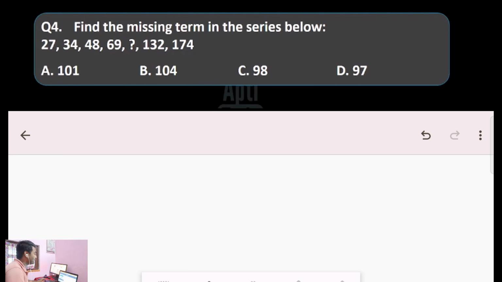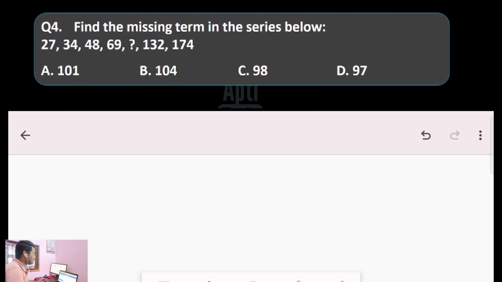The fourth question is something tricky, so think about it. We'll pause the video for 2 seconds to think about the answer, then come back to me. The question says find the missing term in the series below. We have the series 27, 34, 48, 69, question mark, 132, and we have four options.